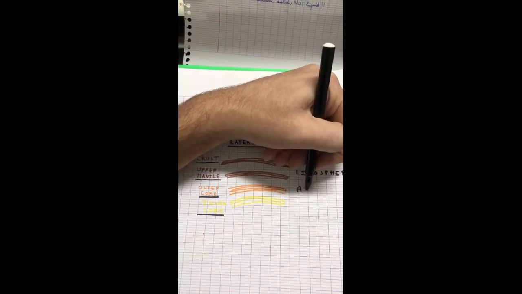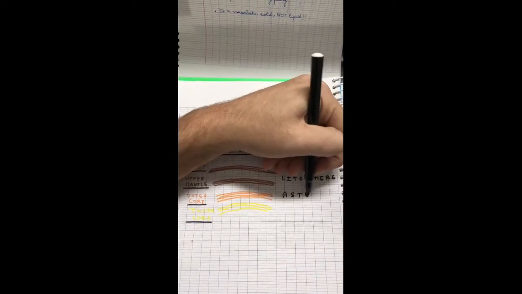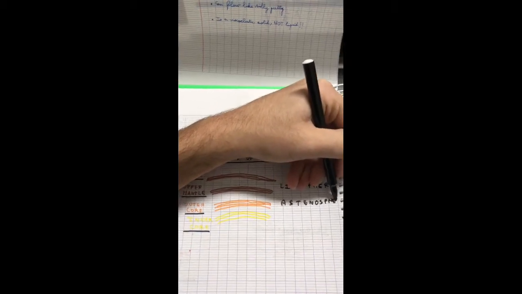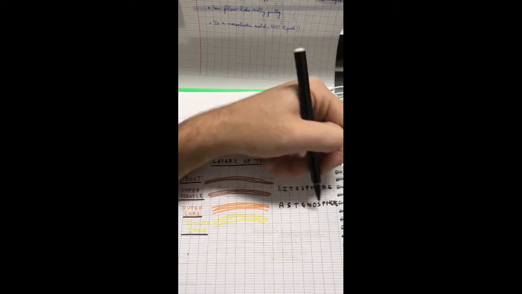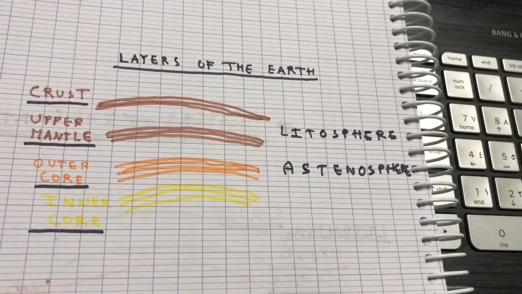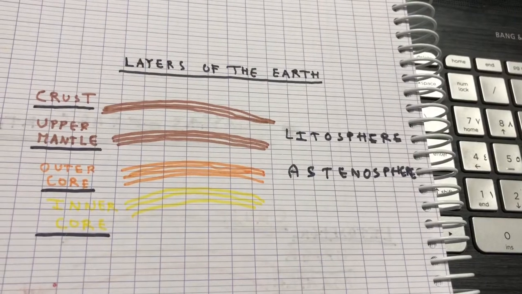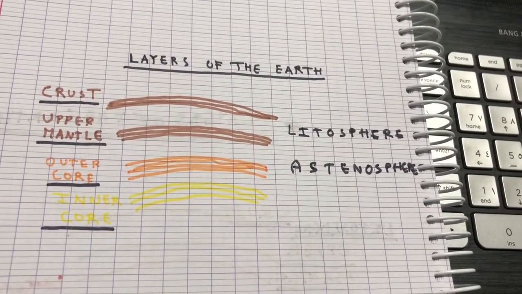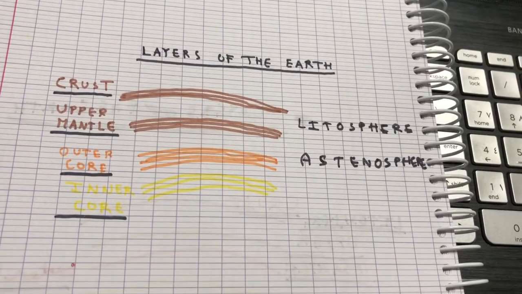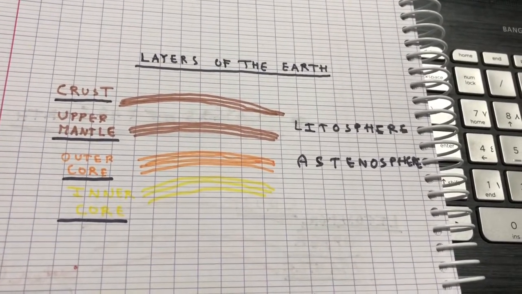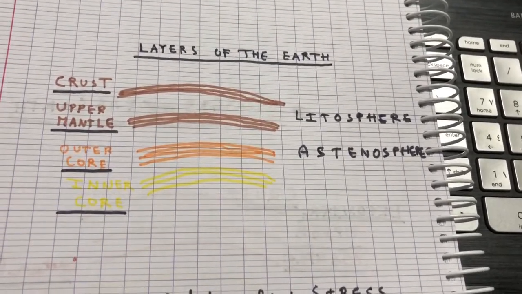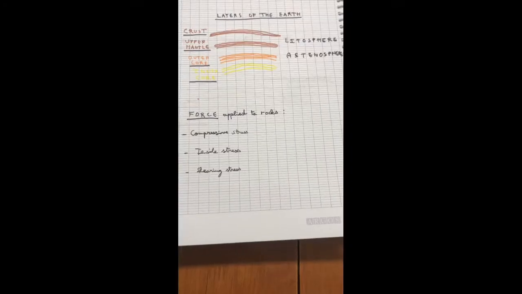So the asthenosphere is basically here. The asthenosphere is the hotter upper mantle below the lithospheric plate. It can flow like silly putty and is a viscoelastic solid and not a liquid. But the lithosphere is a solid part of the Earth.